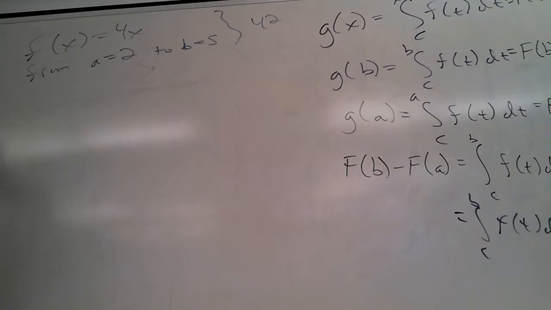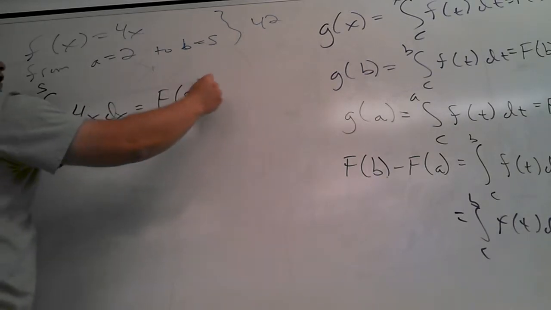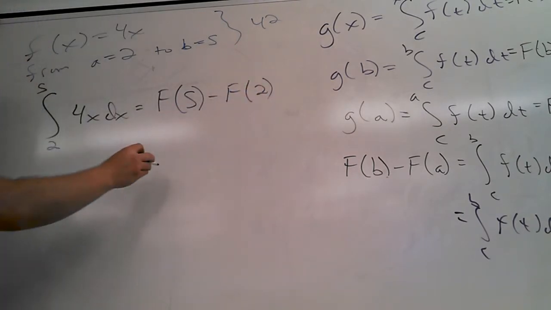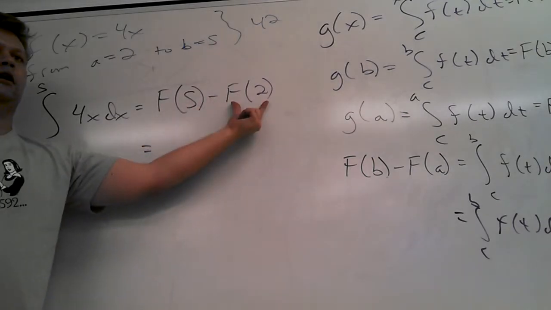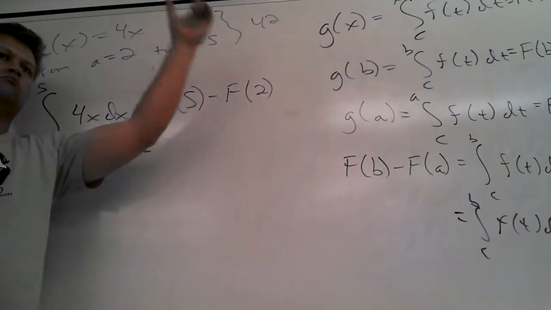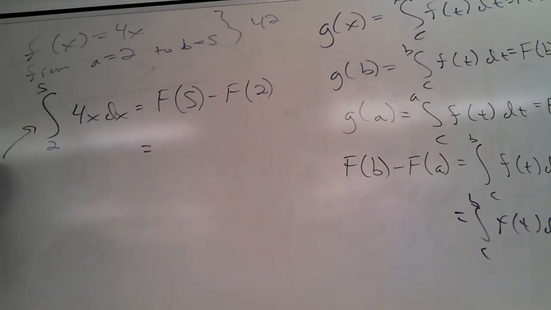So what does this look like now, integration-wise? The integral from 2 to 5 of 4x dx. Now this is going to equal, let me write this out, big F of 5 minus big F of 2. The reason the plus c cancels is because you've got c minus c, gone. So you don't need the plus c for what's called a definite integral. This is a definite integral.